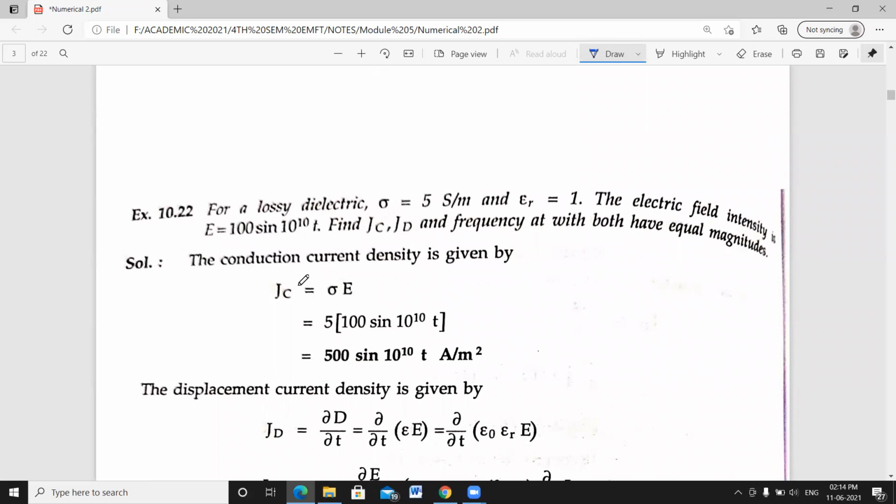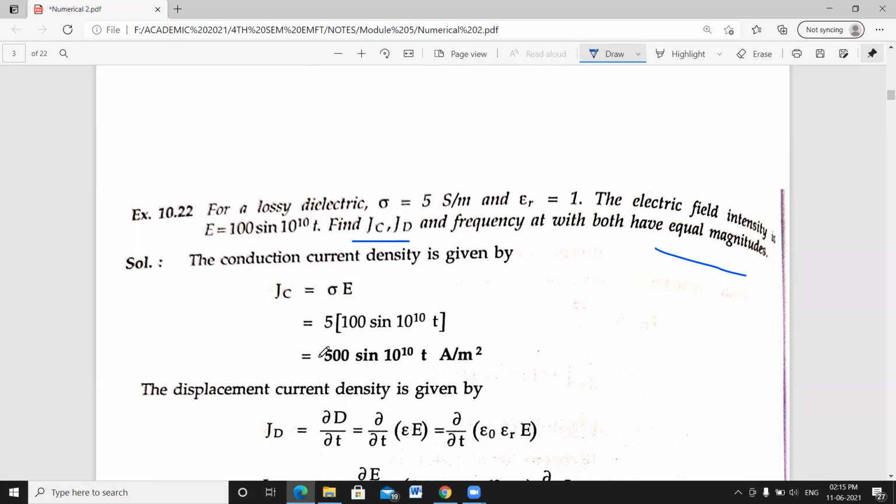Next, a problem for a lossy dielectric: sigma is given as 5 Siemens per meter, and epsilon r is given as 1. The electric field intensity E is given as 100 sin(10^10 t). We have to find JC and JD, and also the frequency at which both have equal magnitude. Therefore, the conduction current density JC equals sigma times E. We know this equation. What is our sigma? 5, times E, which is 100 times 10^10.